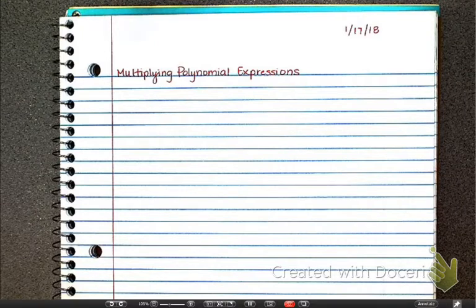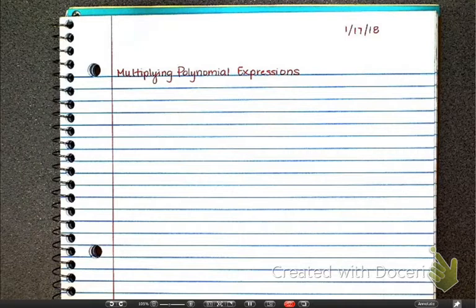A monomial yesterday was a singular term. Today we're going to look at binomials and trinomials. What do you think a binomial is? 2 terms. Trinomial, 3 terms. And those are all in general classified as polynomials.